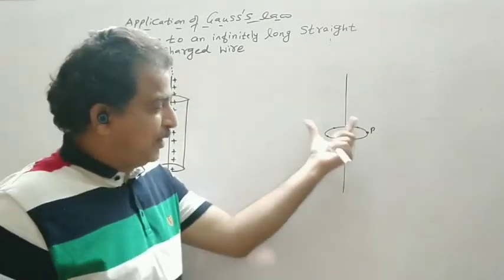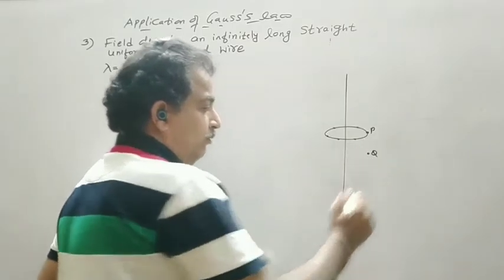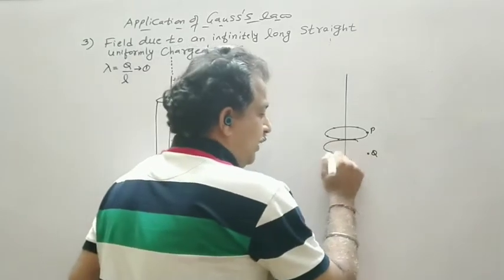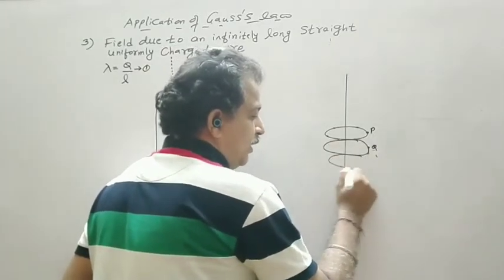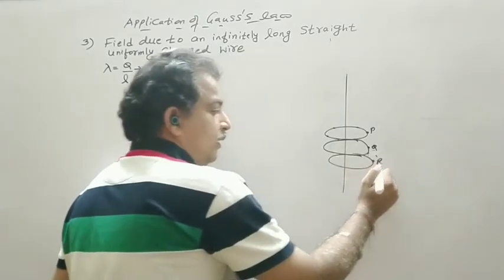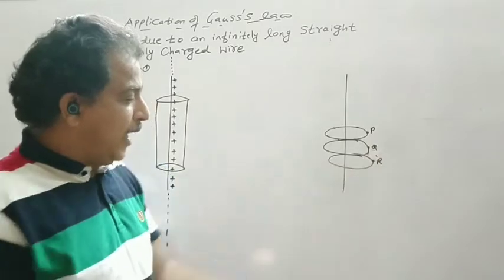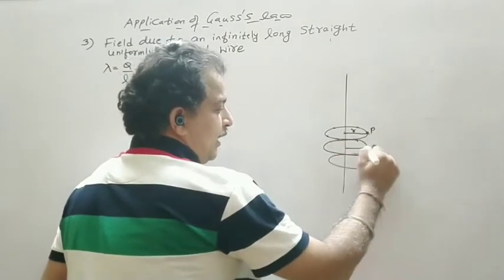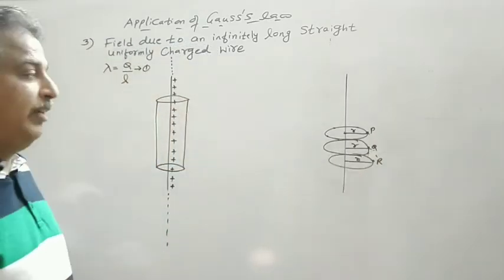So this is my Gaussian surface. Then if I take point Q here, point P and point Q are identical. So this will be another Gaussian surface, and this will be another Gaussian surface, say point R. So the electric field intensity at points P, Q, R, any point which is at the same distance, say R distance from the wire, will have the same electric field intensity.